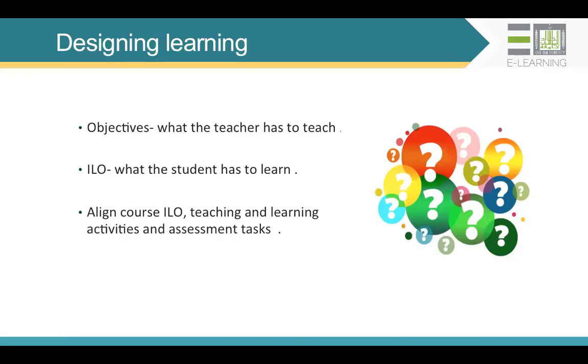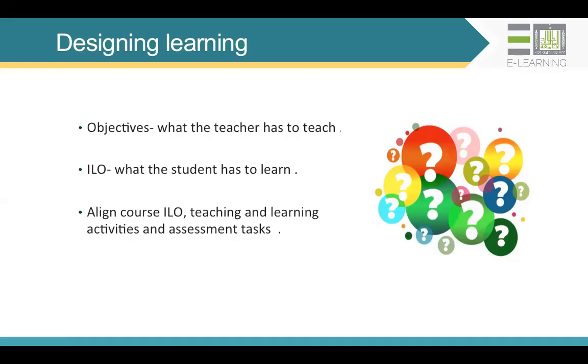So if your courses are designed by using objectives and focusing on what you have to teach, I would strongly recommend that you shift that practice and focus on the learner and start using the intended learning outcomes. So at the beginning of each teaching session, make sure you have a list of intended learning outcomes so students are clear of what they have to do, what they have to achieve by the end of this course or module or teaching session.